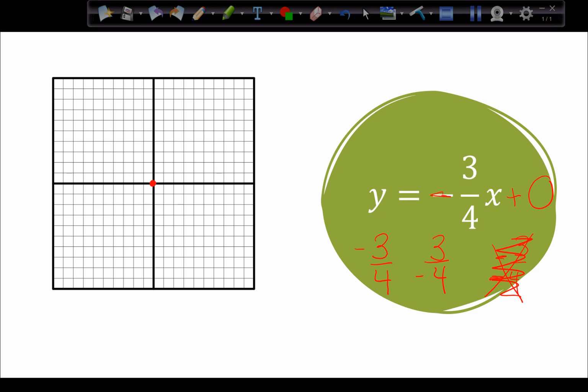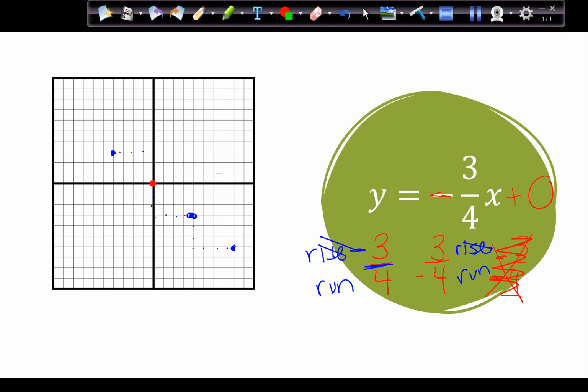So if I look at it, I tend to look at it this way. So rise, I'm not actually going to be rising. I'm going to be going down 3, and then I'm going to still run 4. So I'm going to go down 1, 2, 3 over 1, 2, 3, 4, and I can repeat that. Or I could look at it this way. I'm rising positive 3, but if I see my 4 is negative, that means I have to go in the backwards direction. So I'm going to rise 3, and then my 4 is negative, so I have to go backwards 4. And you can still see I'm getting points that fall on that same exact line.